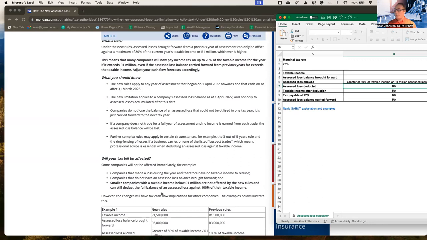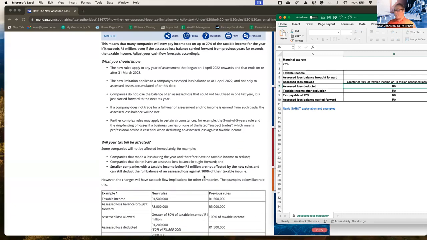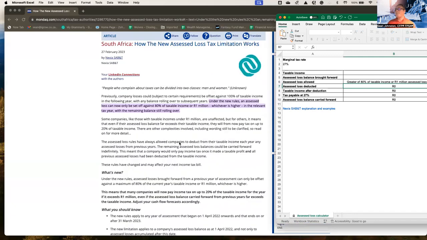Just note, smaller companies with taxable income below 1 million are not affected by the rules and can still deduct the full balance of the assessed loss against 100% of the taxable income. So that's what you could have done up until the new dates.